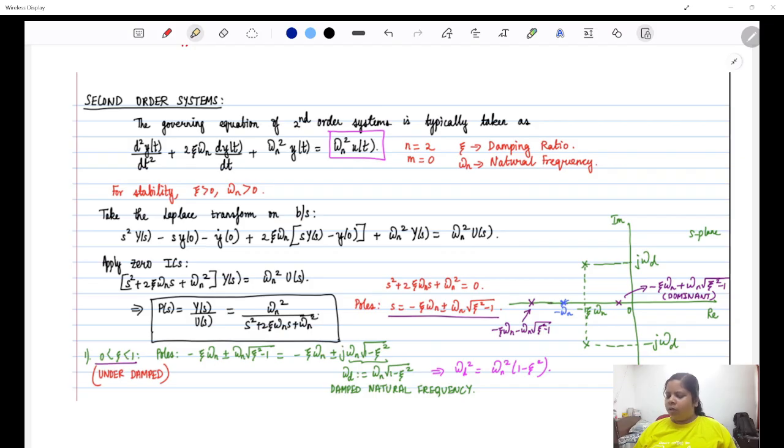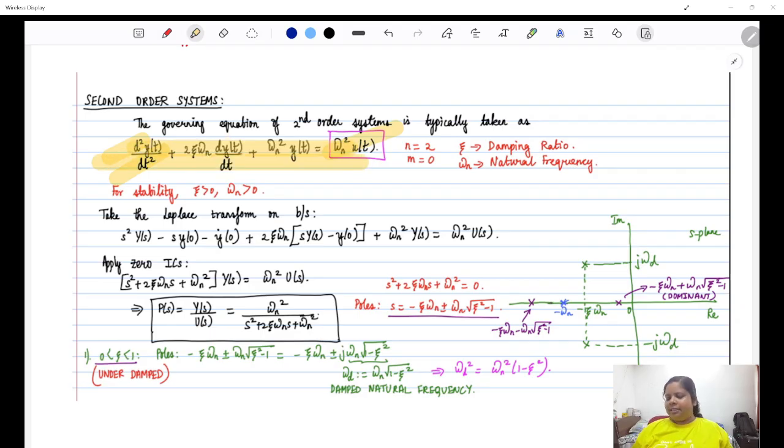The governing equation of a second order system is definitely given by a second order differential equation. Let's assume a general form: d2y(t)/dt2 plus 2 zeta omega n dy/dt plus omega n square y(t) is equal to omega n square x(t), where zeta is the damping ratio, omega n is the natural frequency of the system, and x(t) is the input. We say that this is a second order system.